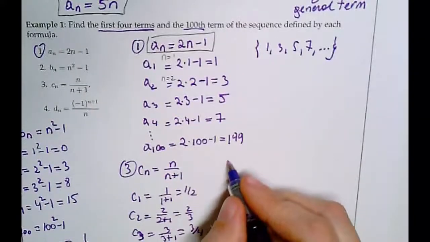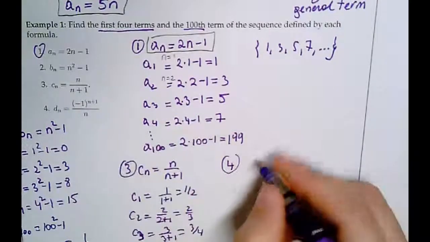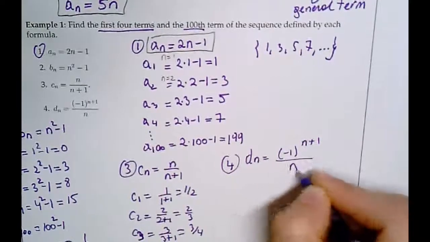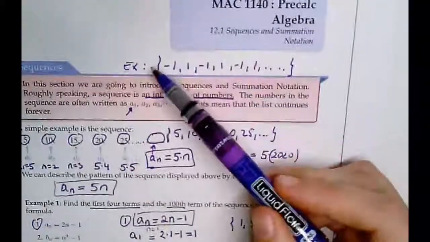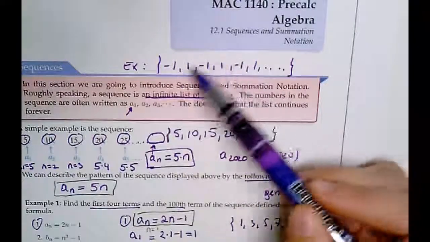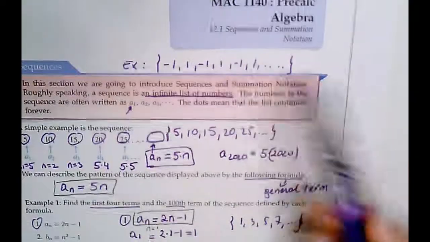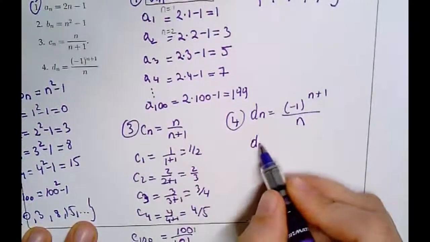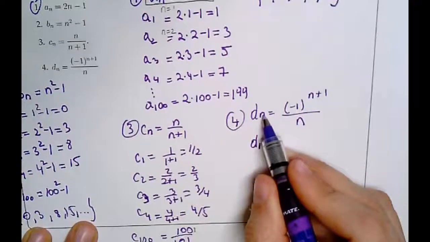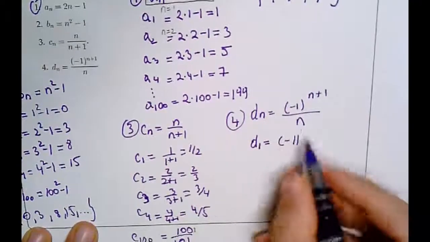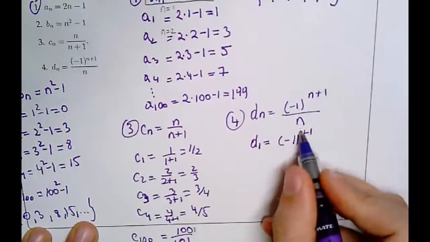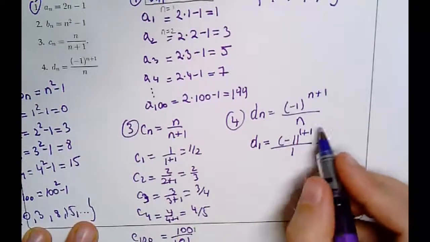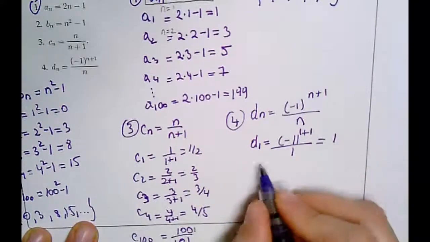All right, and then sequence 4, d_n equals -1 to the n plus 1 over n. Notice that in this example, the sign is alternating, so this is called an alternating sequence. So similarly for this one, let's see what d1 is. So d1 is going to be, n is 1, so -1 to the 1 plus 1 over 1. So -1 to the second power is +1. +1 over 1 is just 1.